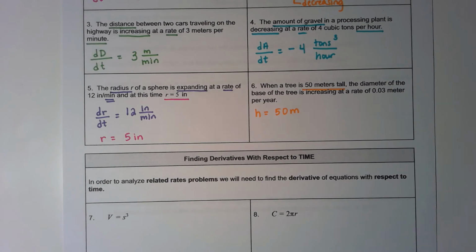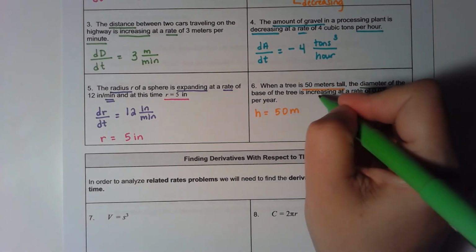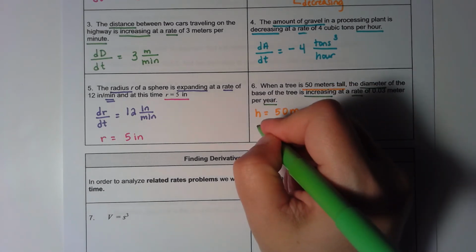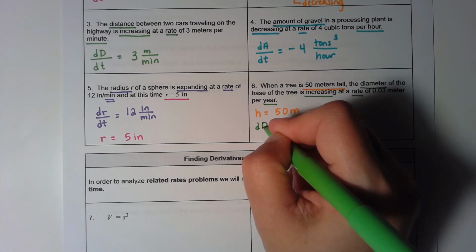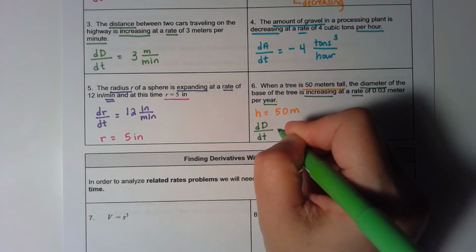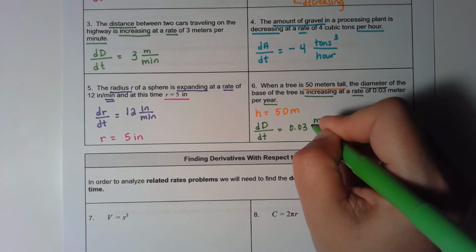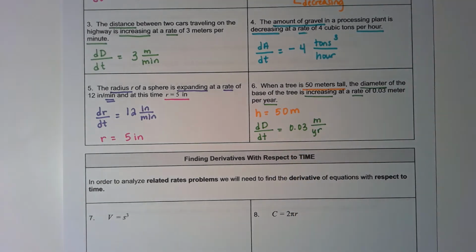And I also see that it says here the diameter is increasing at a rate of 0.03 meters per year. So the rate of change of the diameter with respect to time would equal 0.03 meters per year. And I'm going to show that using notation. Okay, as you can see, reading carefully here is really key. Really taking your time, underlining key information, and listing it out neatly, including using correct units, is really key here.